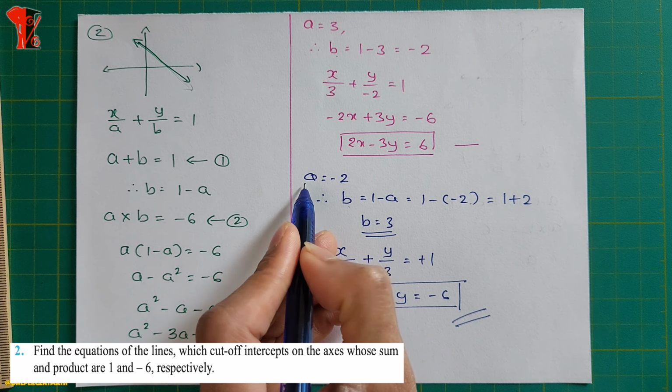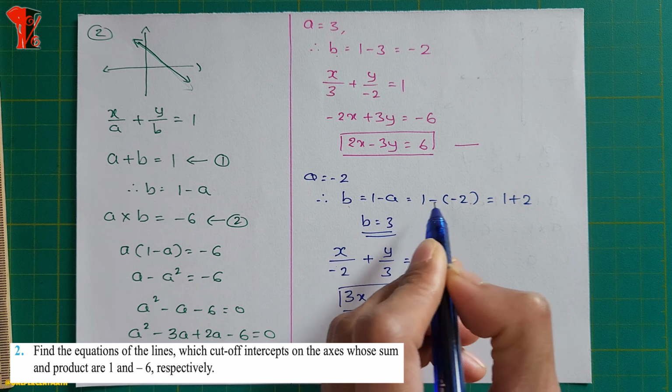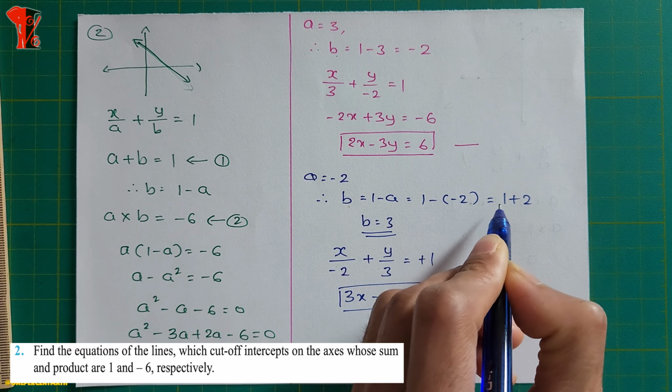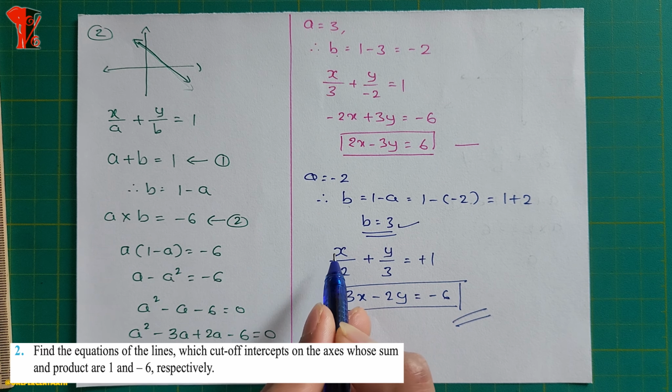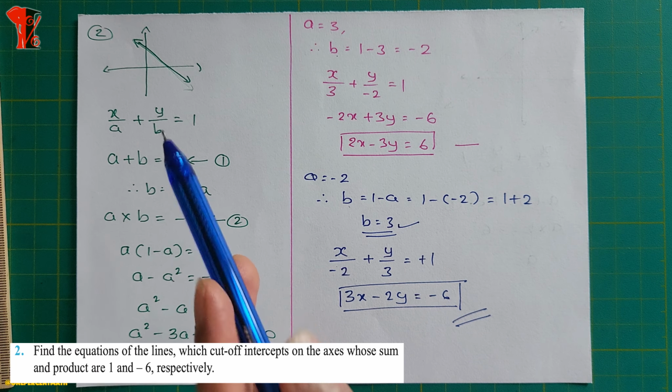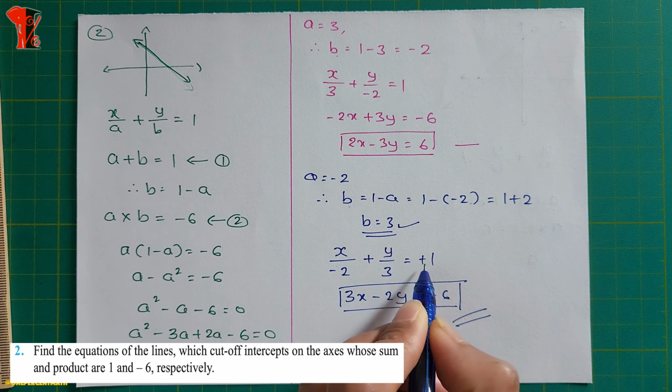So next case, when I'm taking a as minus 2, b becomes 1 minus a, right? So b is 1 minus a, so 1 minus minus 2, which gives you 1 plus 2. That means b becomes 3. So now we are replacing a as minus 2 and b as 3, according to this equation. So what do you get? x by minus 2 plus y by 3 is equal to 1.